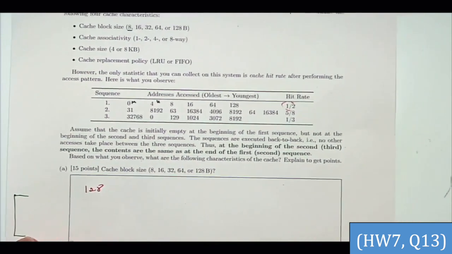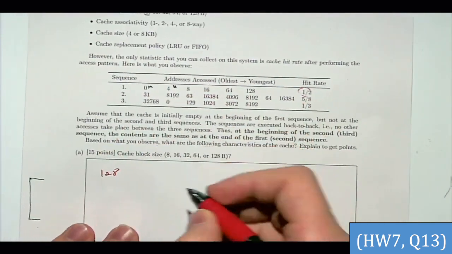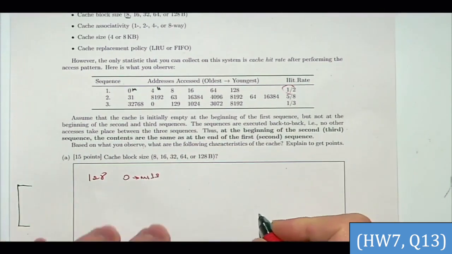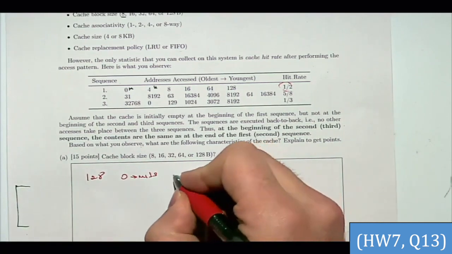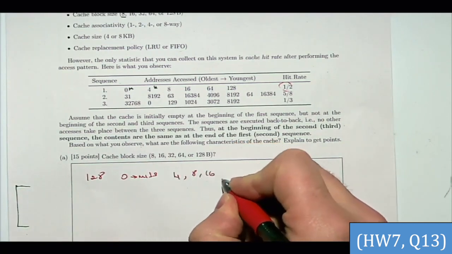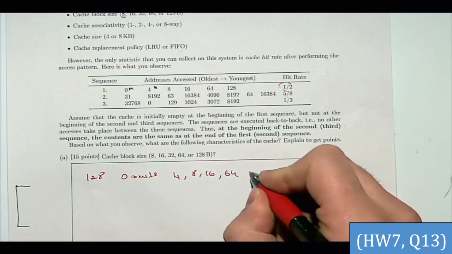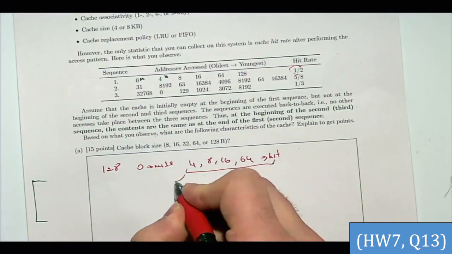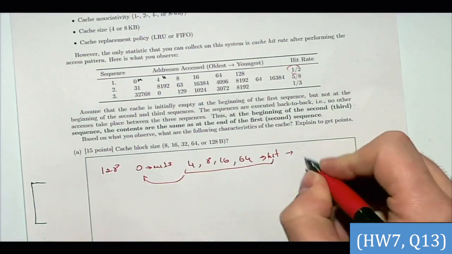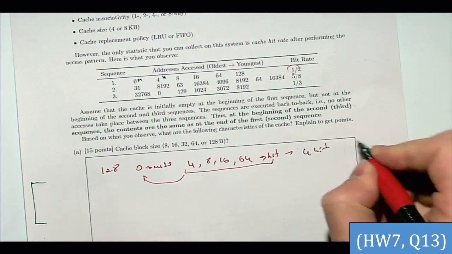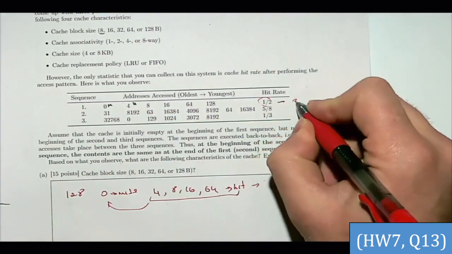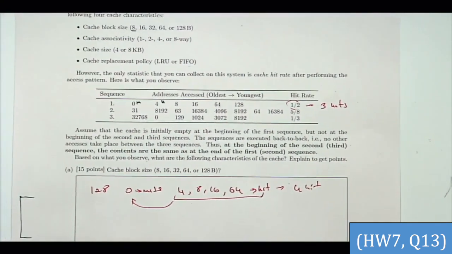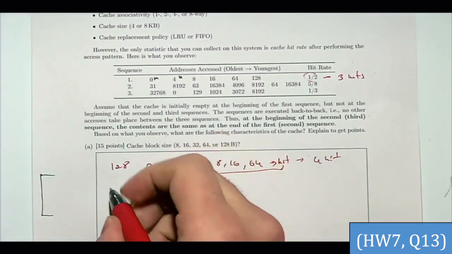So if that was the case, then for the first sequence, 0 will always be a miss, right? So this is always a miss. So this is our first miss. But if it is 128, then 4, 8, 16, and 64 will be a hit because they will be located in the same block as 0. So we have basically 4 hits here, whereas in the first sequence, the question says we have 3 hits because we have 6 accesses and the hit rate is 1 divided by 2. So this won't work. So let's try 64.